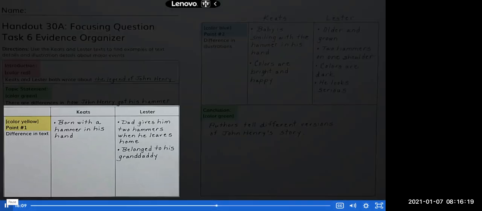When we're gathering information for point number 1, we'll be looking at the words that the author used, the text. In the Keats version, John Henry was born with a hammer in his hand. In the Leicester version, Dad gives him 2 hammers when he leaves home, and those hammers belong to his granddaddy. That evidence came directly from both texts, both Keats' version and Leicester's version.